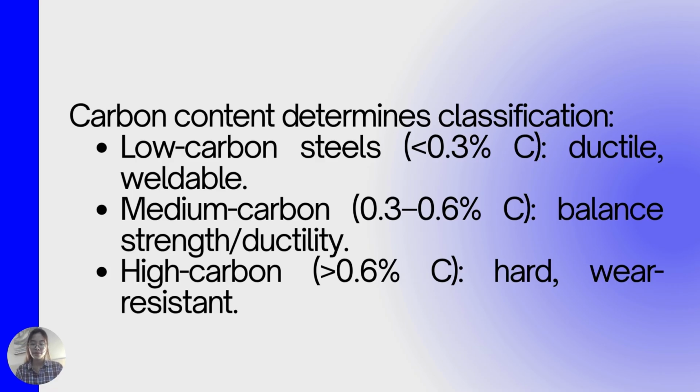High carbon steels, with more than 0.6% carbon, are very hard and wear resistant, making them ideal for tools, cutting edges, and springs, though they are less ductile and harder to weld. In summary, as carbon content increases, strength and hardness go up, but ductility and weldability decrease. This simple classification helps engineers choose the right steel for their job.